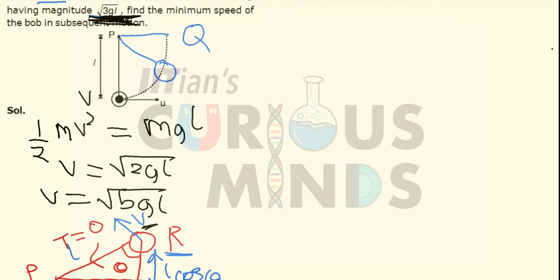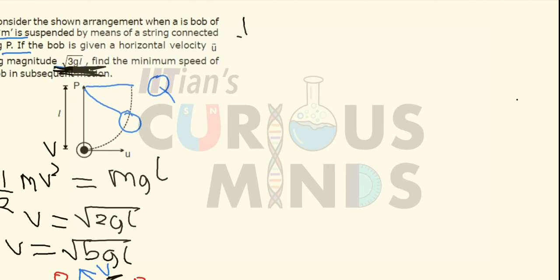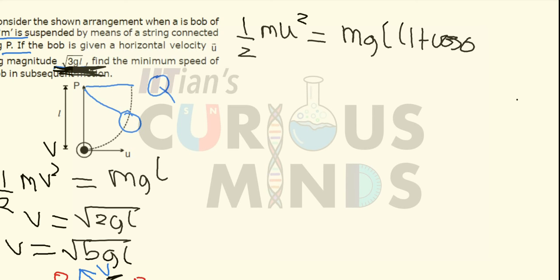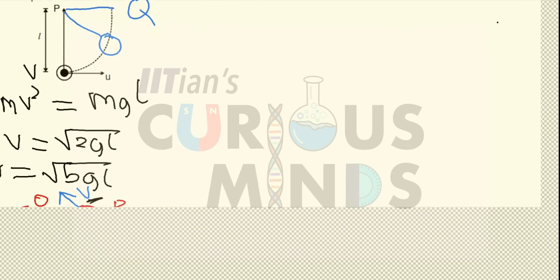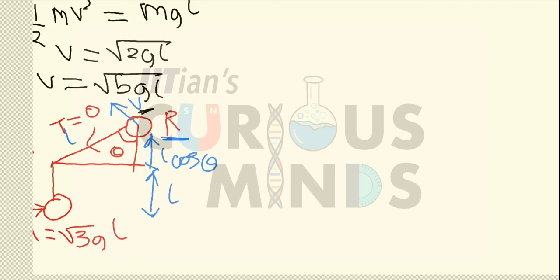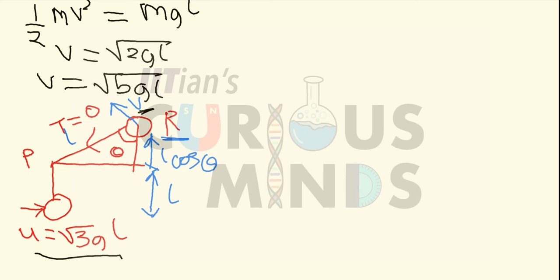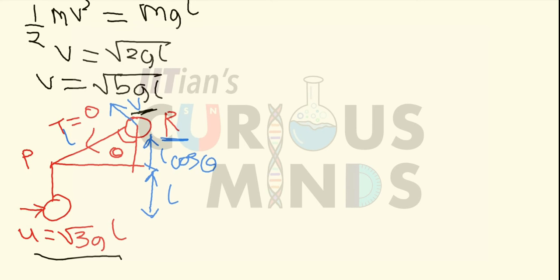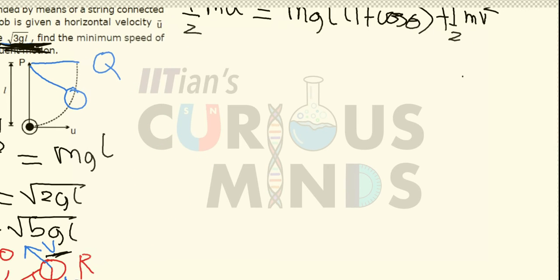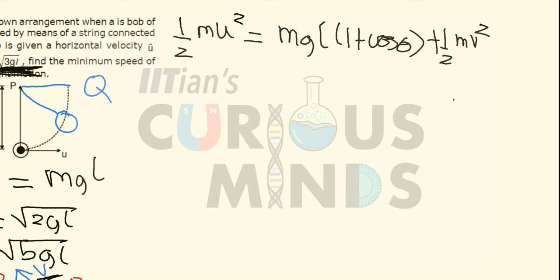I can clearly say that half mu square, the kinetic energy at the bottom, will be equal to mgL(1 plus cos theta), that is the potential energy at point R, plus half mv square, that is the kinetic energy at point R. The initial velocity is u and the final velocity is v. The height will be L plus L cos theta. So let this be the first equation. Or I can simply substitute u equal to root 3 gl over here.